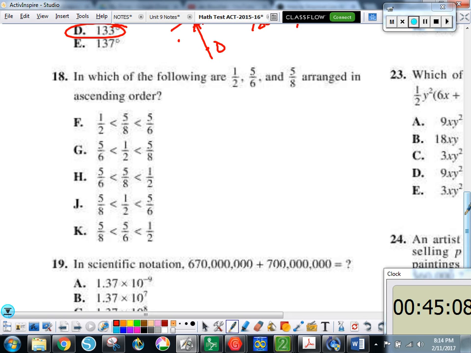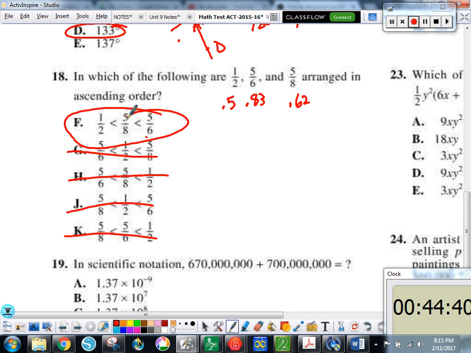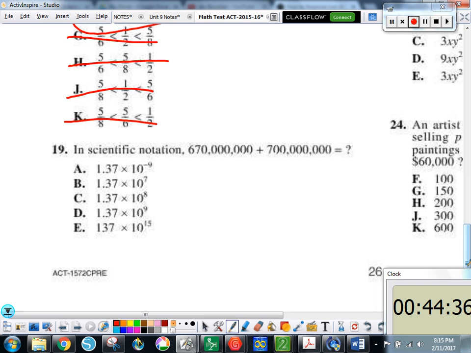Okay, if I want to write them in ascending order, I have to put them in order from small to large. This is 0.5. 5/6, I think, is 0.83, but let me just confirm. 0.83. You could get them to a common denominator, but that takes longer. 5/8 is 0.625. So the 1/2 has to come first. 1/2 is less than 5/8, which is less than 5/6. I would say that is correct. Number 19, 1 minute.